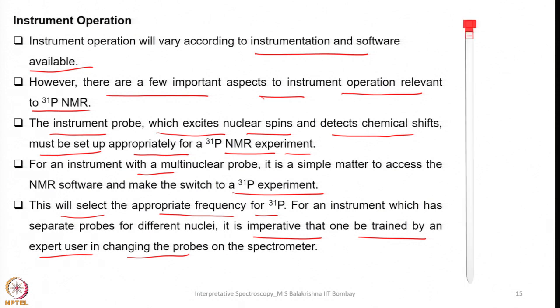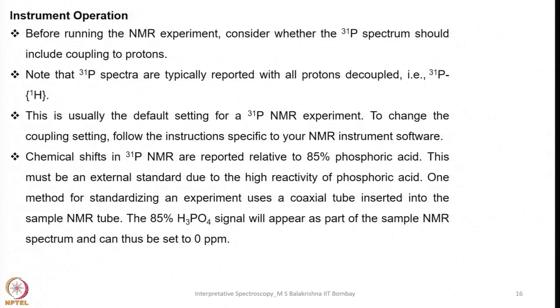So this is a typical NMR tube we are using, and this is a capillary tube containing 85% phosphoric acid, and this can be inserted and we can measure. Before running the NMR experiment, consider whether the 31P spectrum should include coupling to protons or not, and you should remember the fact that 31P NMR spectra are typically reported with all protons decoupled. That's a default setup, and this is usually the default setting for a 31P NMR experiment. To change the coupling setting, follow the instructions specific to your NMR instrument software.